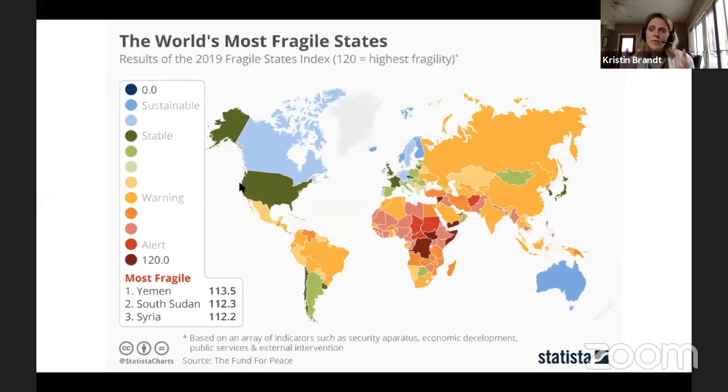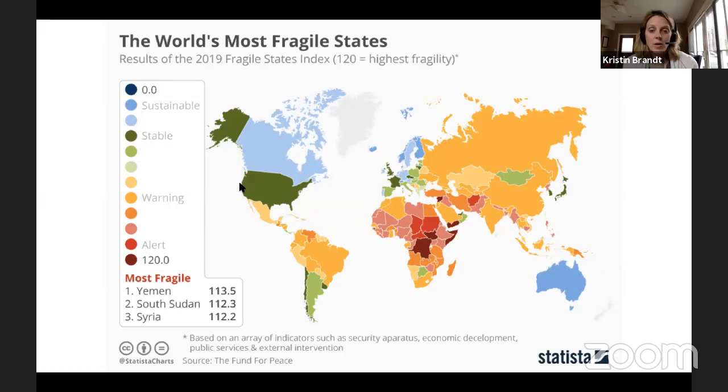Here's a good example, at the global scale. I'm looking at this map, and what I see are trends. If I was looking at global trends, I could see that most MDCs are pretty sustainable or stable, according to the Fund for Peace. But when I look at sub-Saharan Africa and parts of Southwest Asia, they're definitely very fragile. Well, what does that mean? That they're struggling.